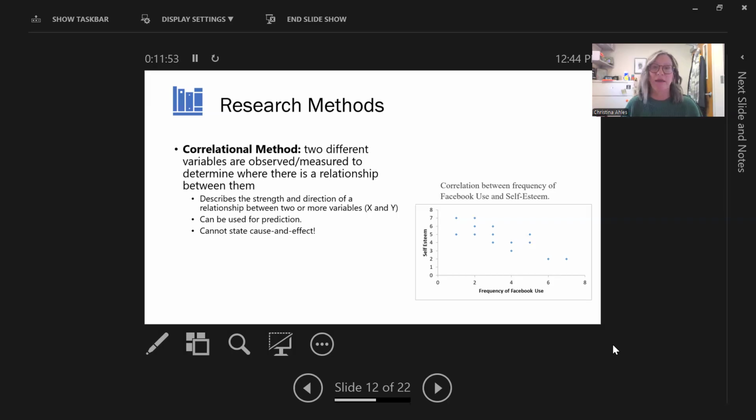And a strong relationship has been shown that as the number of hours of violent media and those types of things increases, violence tends to increase within society. But we cannot state cause and effect because we're not ruling out all the other things that could be influencing violence. So be very careful that you're sure that cause and effect can never be stated with correlational research.